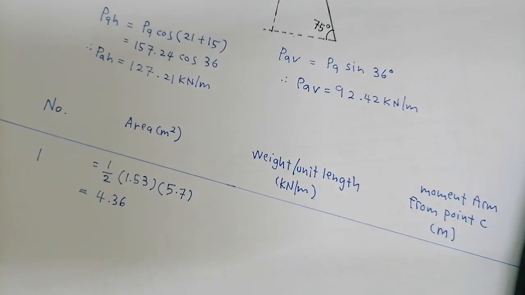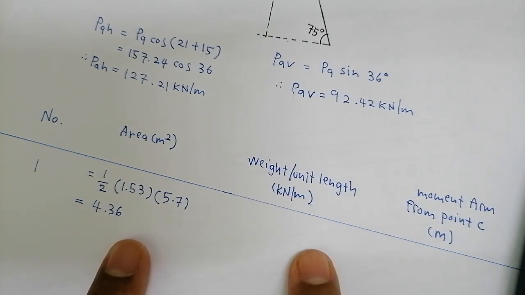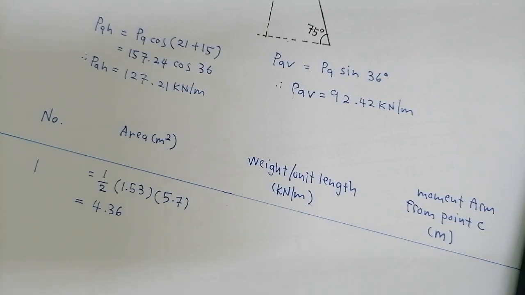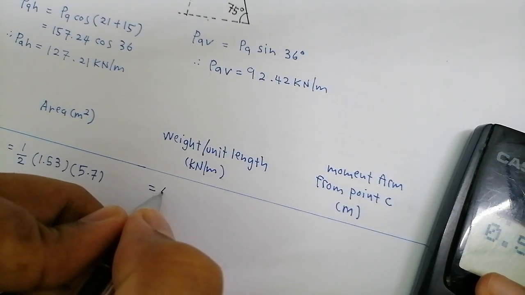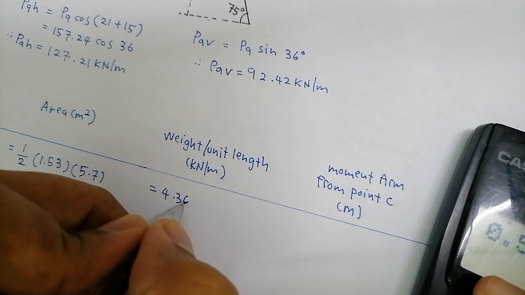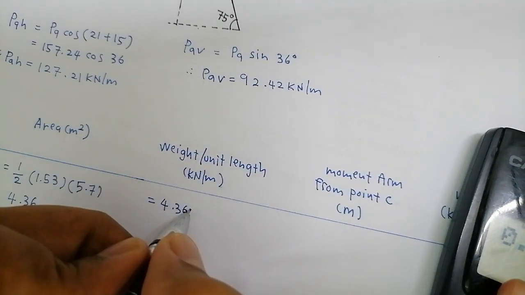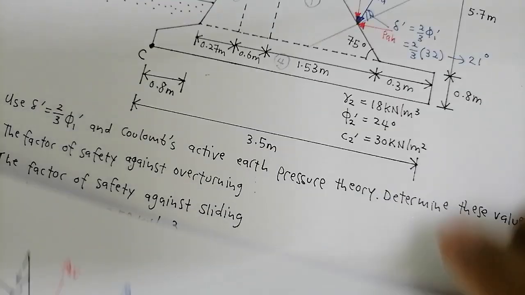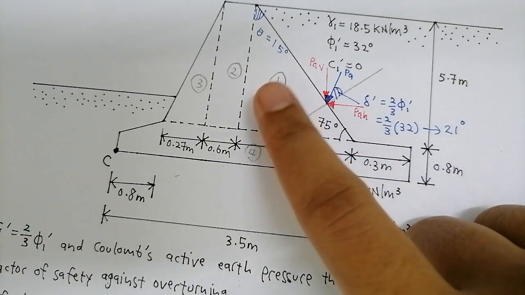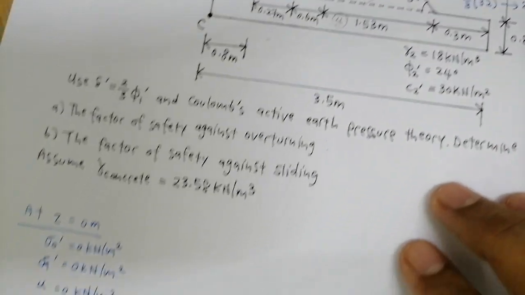So now we move to column 3. Column 1, column 2. So column 3, we have to calculate the weight per unit length. How to do this is very easy. This equals 4.36, which is from column 2. We have to multiply by the unit weight of concrete, since this portion here is concrete, which is down here, 23.58.